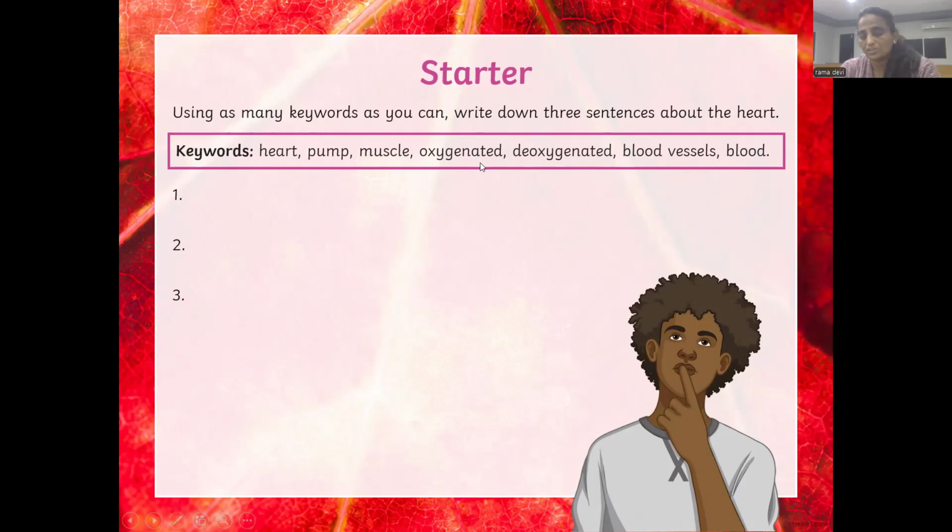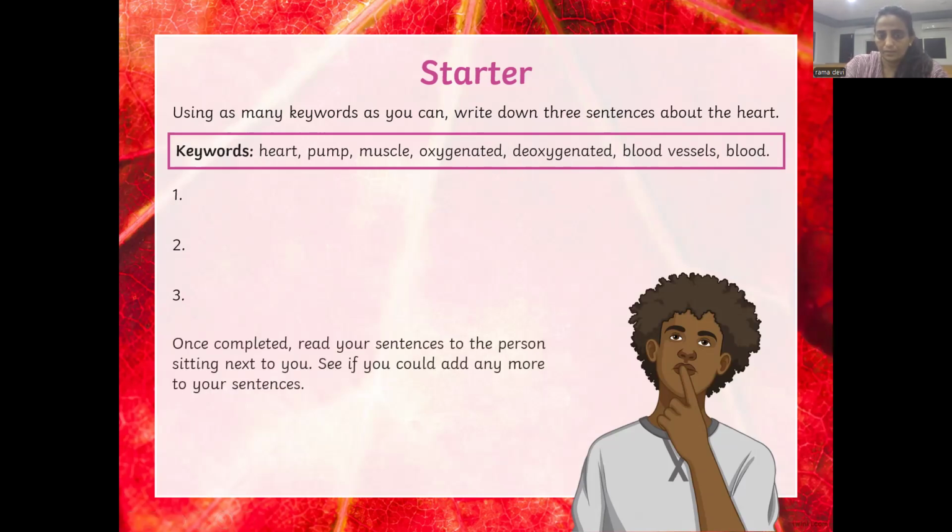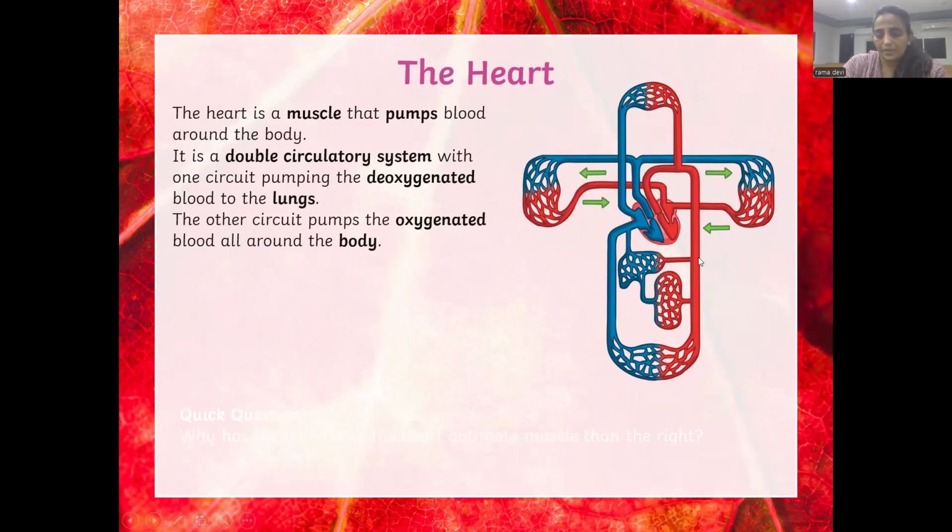deoxygenated. That means one side of the heart takes deoxygenated blood and sends it to the lungs, gets it oxygenated, and then sends the oxygenated blood. So the blood through the heart flows through the blood vessels and goes to the different body parts. Basically, there's a unique feature of circulation in mammals especially, which is double circulation.